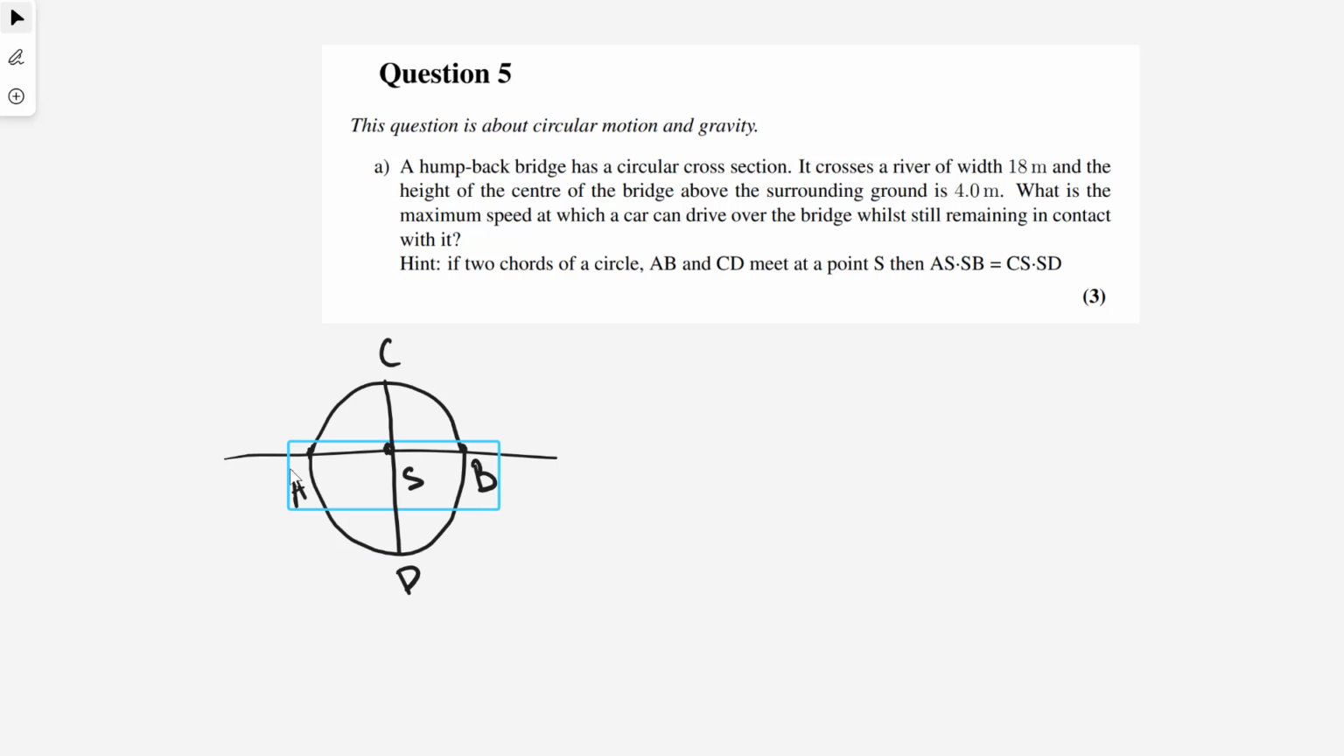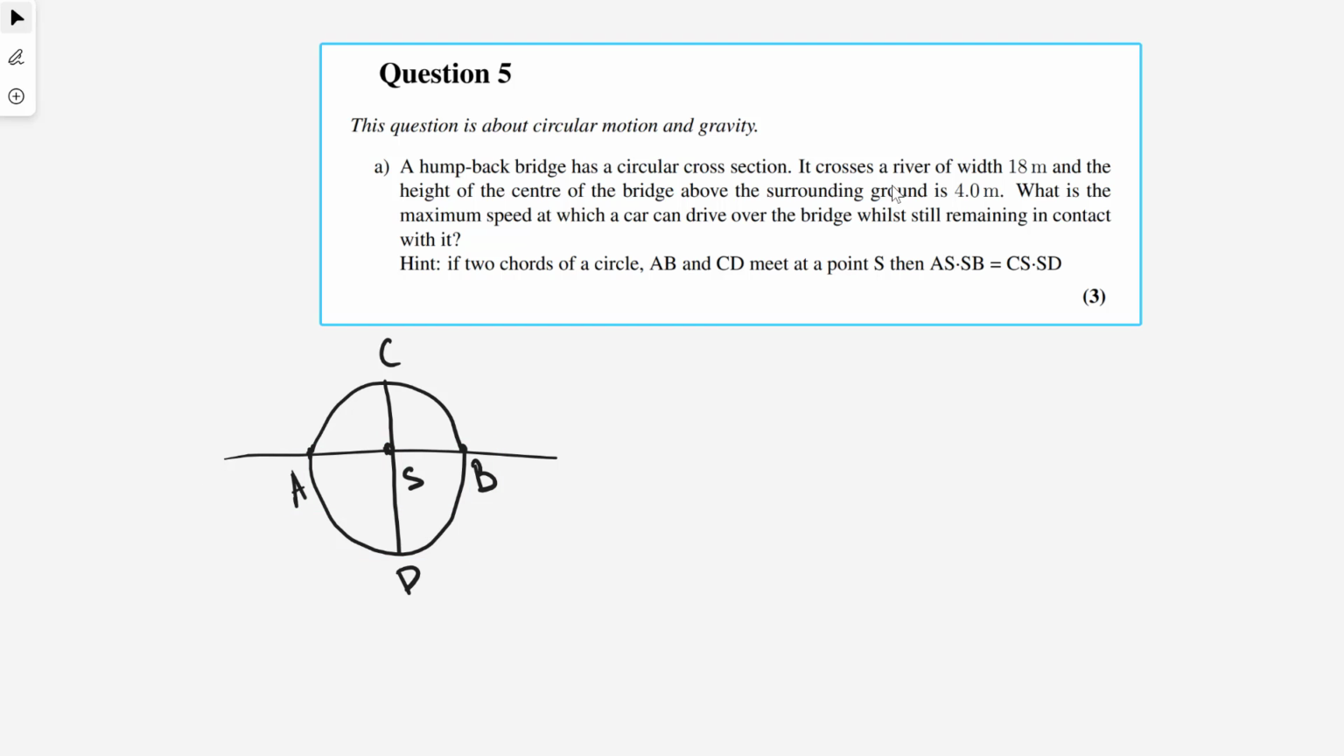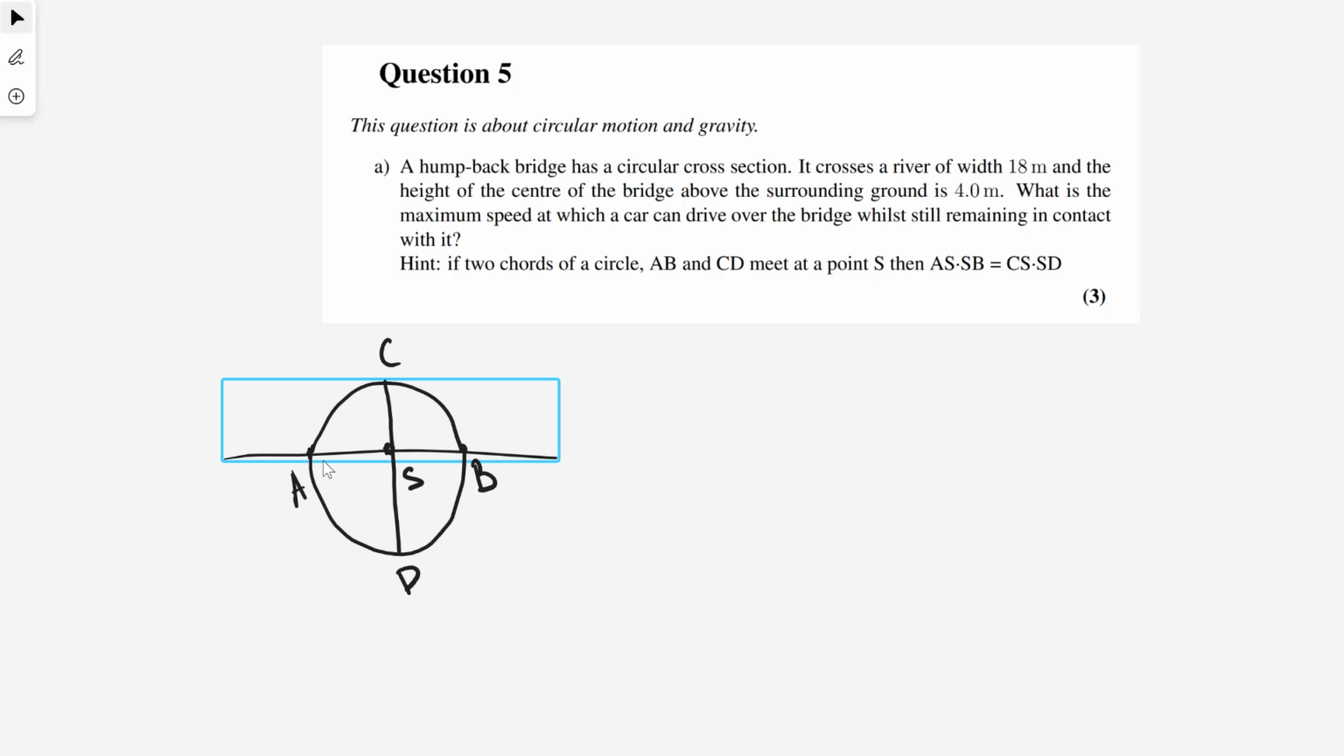And voila, here is our diagram. Now, first off, have a look. We know that it crosses a river at a width of 18 meters. So the distance A to B will be equal to 18 meters. This means that each of the individual distances, let's say AS, is going to be 9 meters, and SB will also be 9 meters. Now the height above the surrounding ground is 4 meters, so this distance here, CS, will be 4 meters.